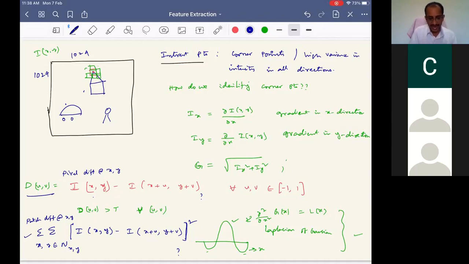So this is what we do. And this has to be greater than a threshold, for all u comma v. The important aspect here is, for example, at an edge, what may happen? The difference will be very high in one direction, and the difference will be 0 in the other direction. So in that case, it's not a corner point. It's not an interest point. If we want to mark it as an interest point, it needs the intensity variation in all directions to be high.